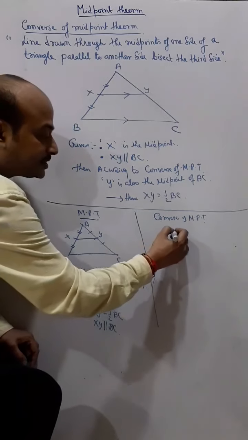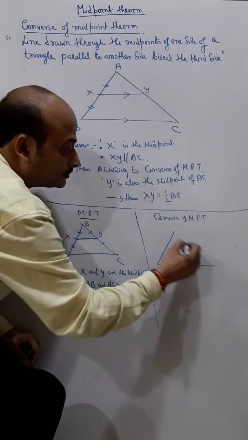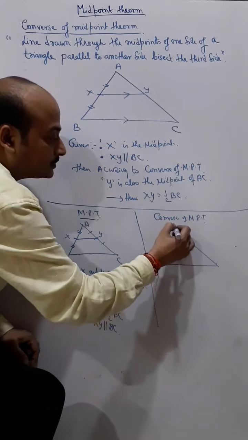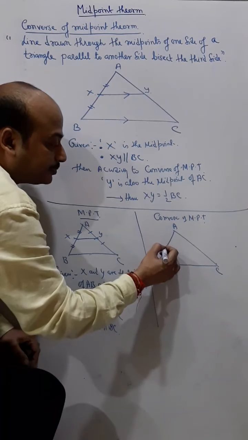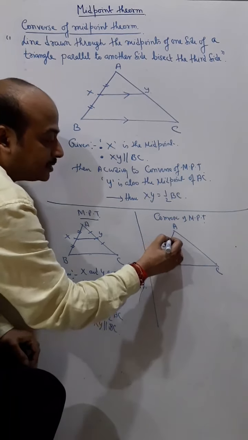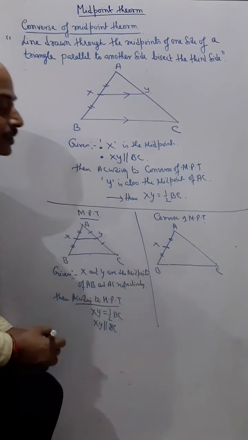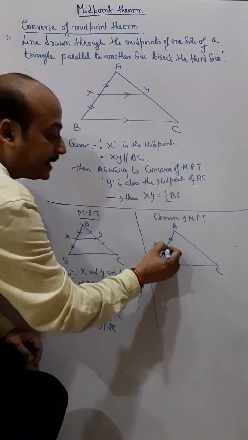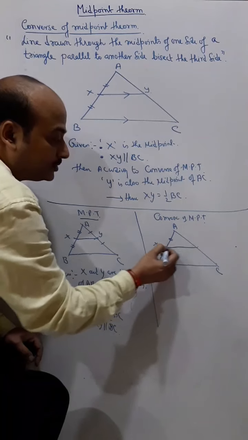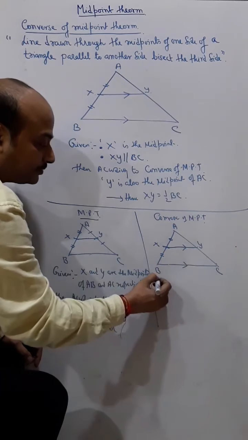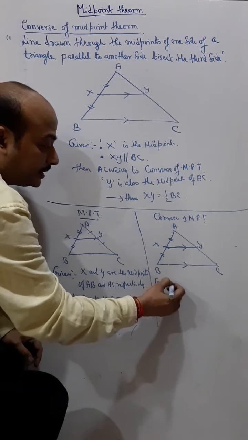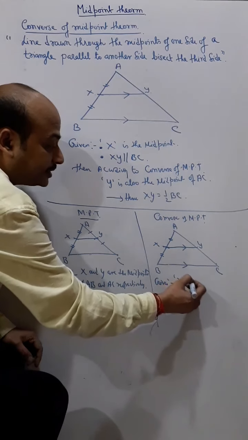And what is the converse of the midpoint theorem? Now suppose here ABC is a triangle. In the converse of the midpoint theorem only X is given as the midpoint, and XY is a line passing through the midpoint and which is parallel to BC. So that means here what is given? Here it is given X is the midpoint.